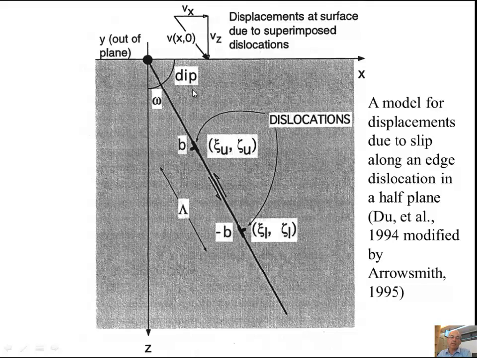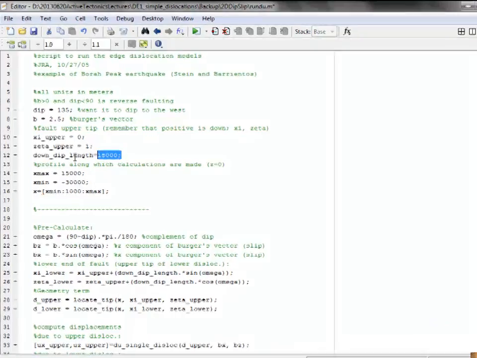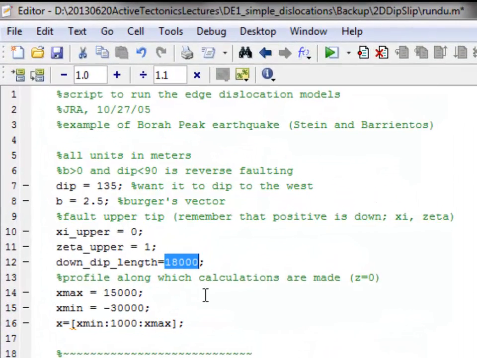The Z is just the depth to the tip. So in this case, Z is just how far down it is to here, and X is where this point is. So X, Z is the coordinate of the tip of the fault. And then this lambda is just the length of the fault. So in this case, in MATLAB, it's 18,000 right here. So that's the length down.